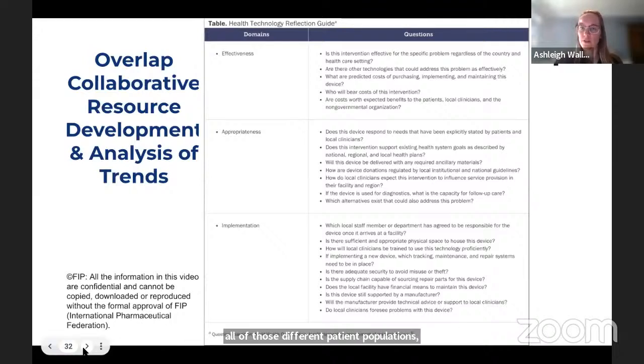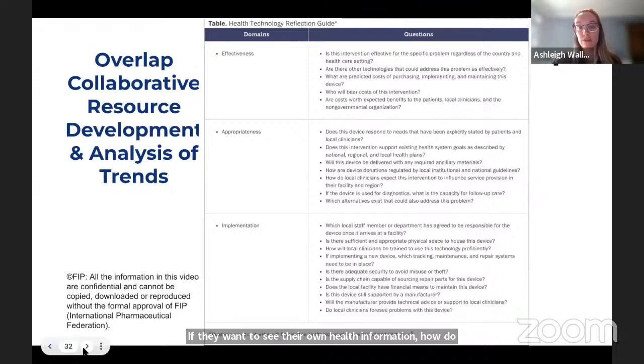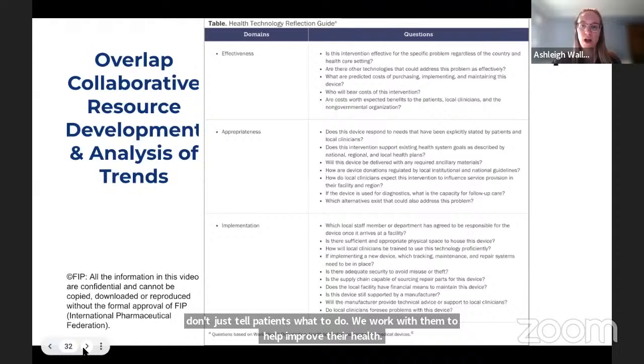And not just the patient populations, we also have to think about the users. Something that's very complicated for us to consider in a grand scale of things is that, especially in a health record, you have many, many, many end users, and they all have different roles, they have different needs. We think about how the people are actually interacting with that software, and then we need to think about patients as well. If they want to see their own health information, how do we get that information to them? Are we able to communicate with them directly through that health record? Because this is a collaborative relationship, right? We don't just tell patients what to do, we work with them to help improve their health. And so we have to have a good communication option available.